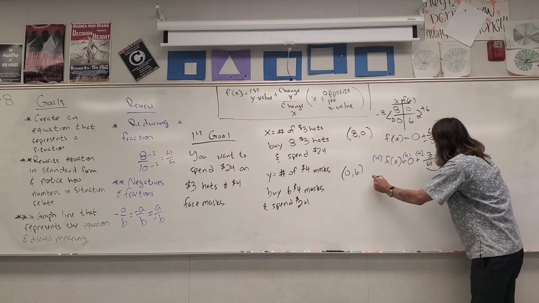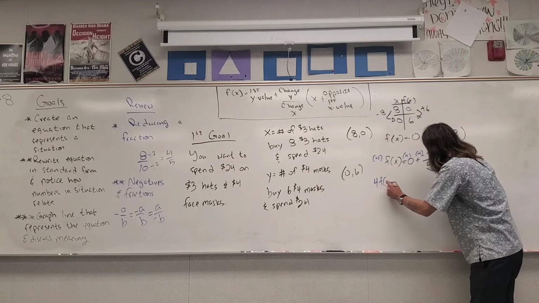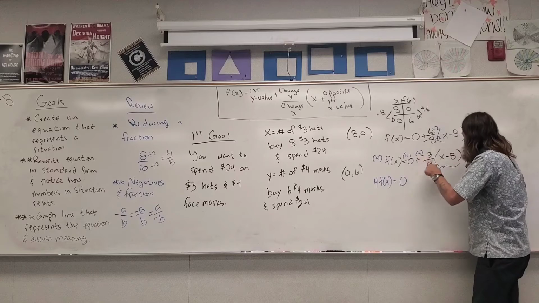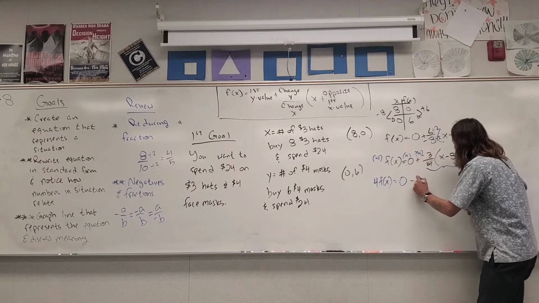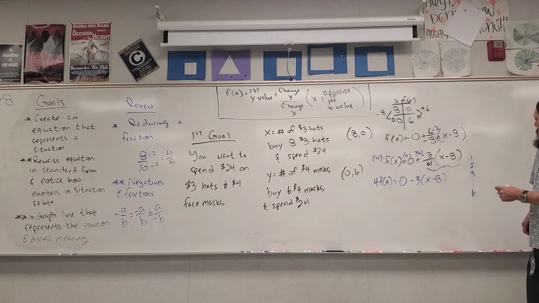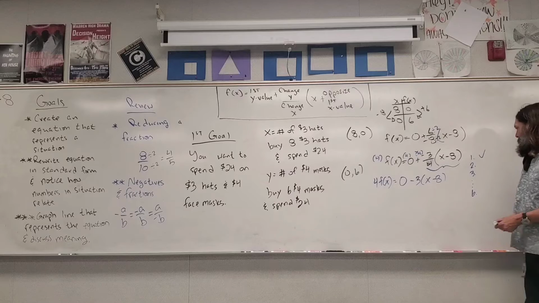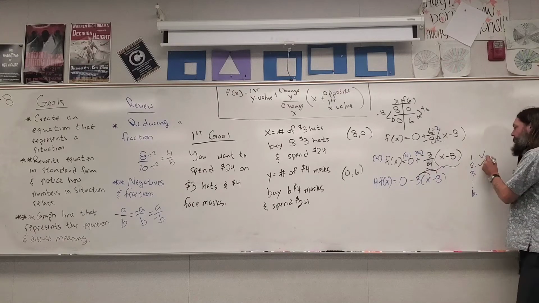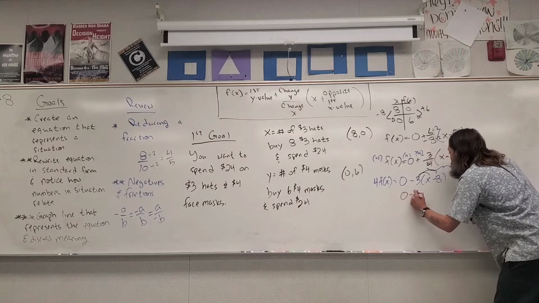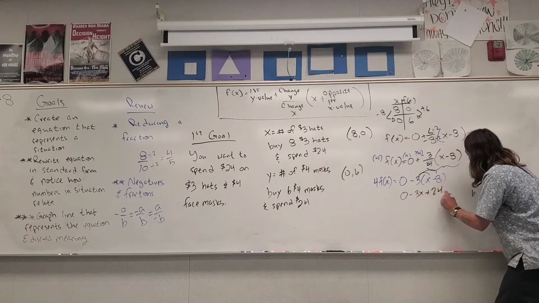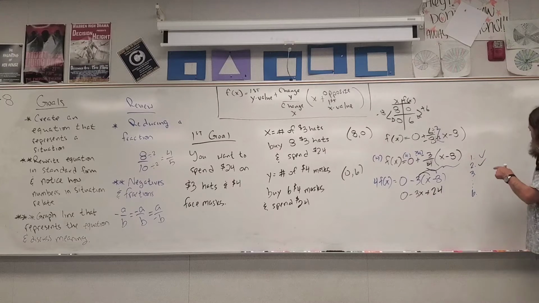This multiplies, so I'm now left with 4 f of x. This multiplies, 4 times 0 is 0. This one cancels, and so now I'm left with minus 3 times x minus 8. Excuse me, I did step 1. I'm going to now do step 2, which is to distribute. And I get 0 minus 3x, minus 3 times minus 8, that's plus 24. Okay? So I distributed it.